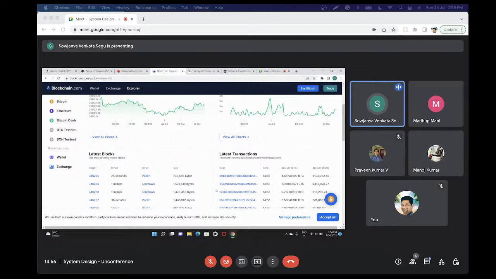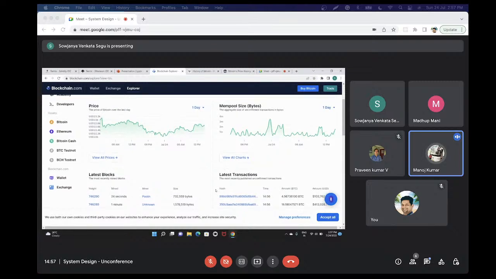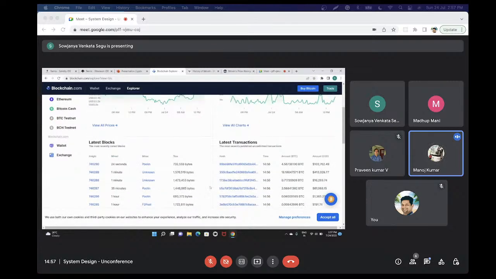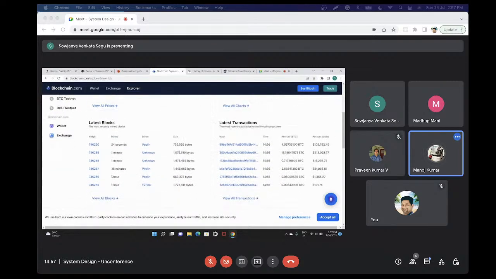The difficulty level is adjusted after every 2000 blocks. So it means here, mined at 24 seconds, 1 minute, 35 minutes, 1 hour, right? Yeah, correct.